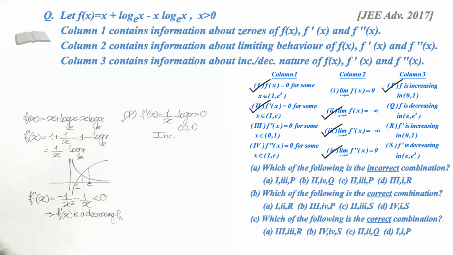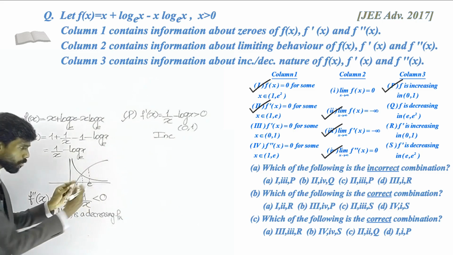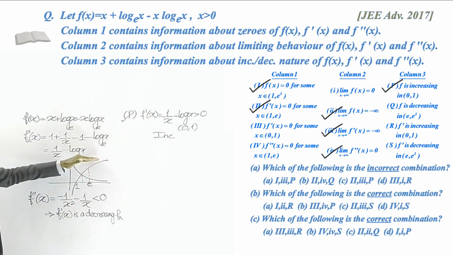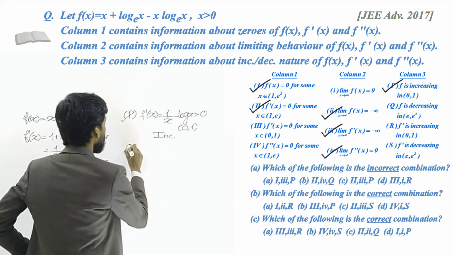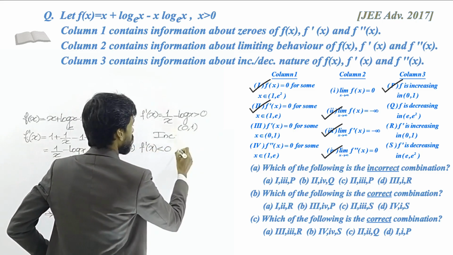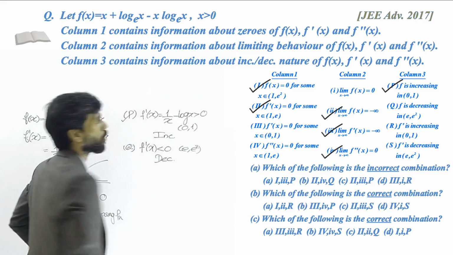Now f is decreasing in the interval e comma e square, right? So e to e square, that means more than e. So when x is more than e, which is bigger? Log x is bigger than 1 by x. So log x is bigger. That means this value is negative. So in that interval, f dash of x is negative in the interval e to e square. That means it is a decreasing function. So that is also correct.